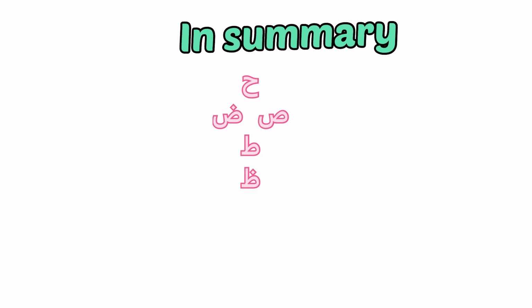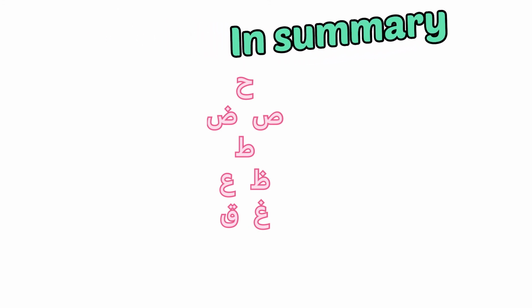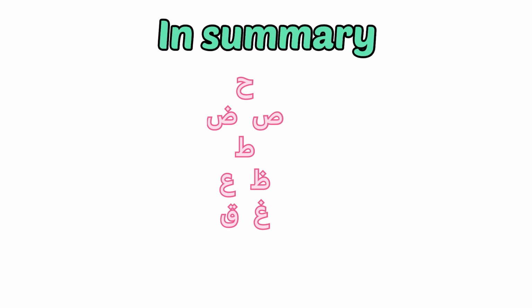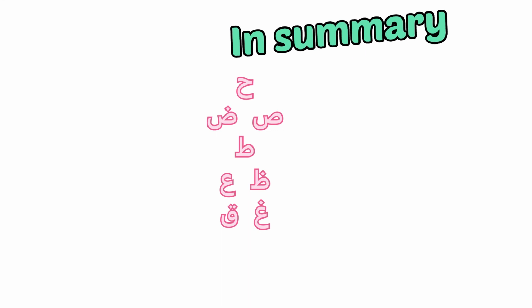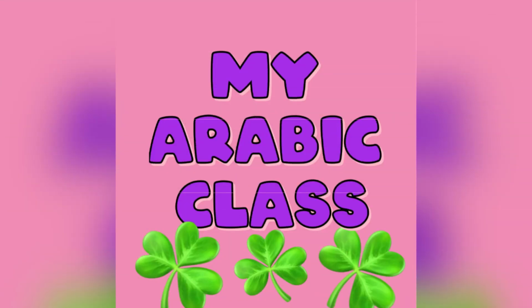In summary, the letters ha, sad, dad, ta, za, ayn, ghayn, and qaf have no equivalent in the English alphabet. So guys, you must memorize the sounds by heart for only these letters that are kind of away from English. And that was all for today.